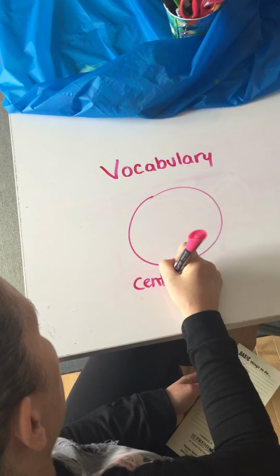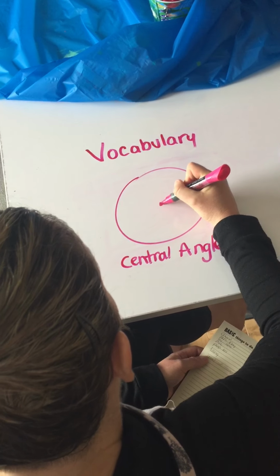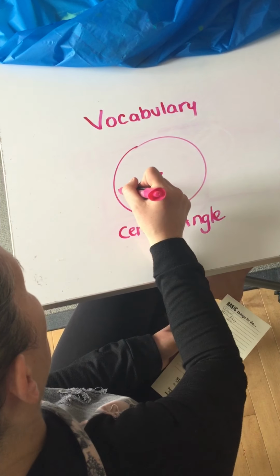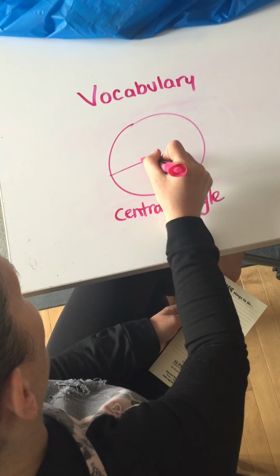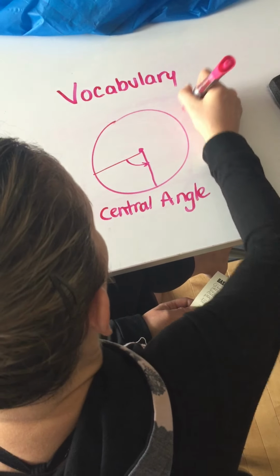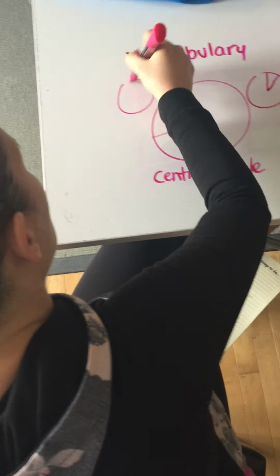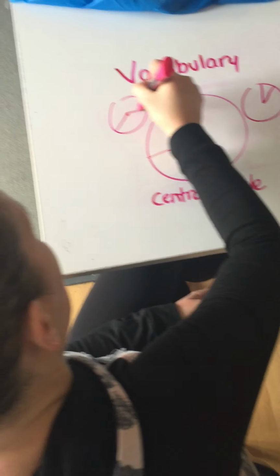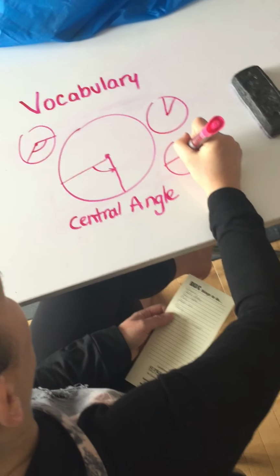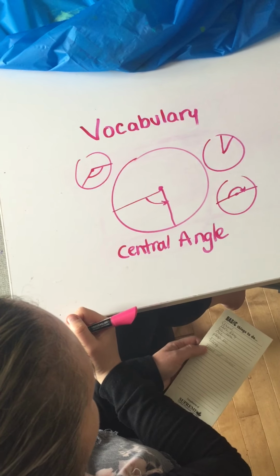All right, the next vocab word is a central angle. Central angles go to the center of the circle. So any angle that's created in the center of the circle. So this right here is a central angle because it's at the center of a circle. They can be really small or they can be really big. Technically, a diameter also creates a central angle. It just happens to be 180 degrees.